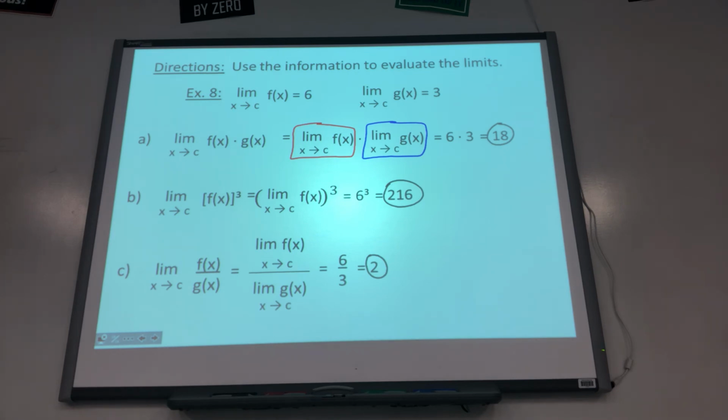Okey-doke. Any questions about properties of limits?